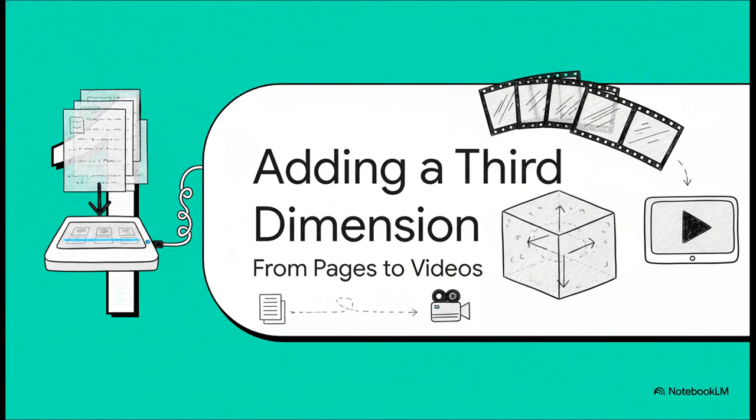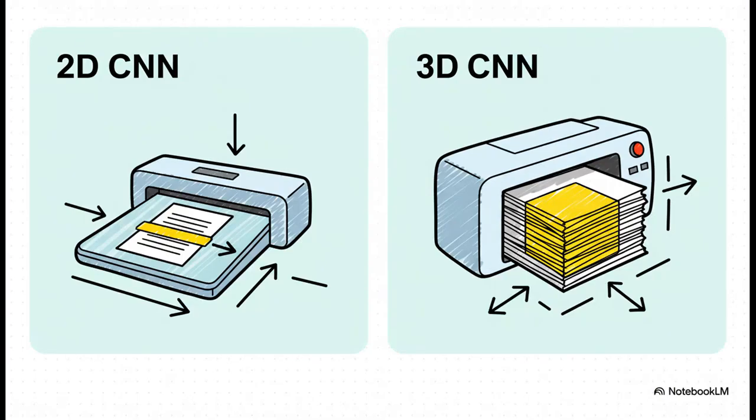So how in the world do we give AI this power to see in time and depth? Well, the answer is pretty cool. We add a third dimension to its vision. And the best way to get your head around this is with a really simple analogy that involves a scanner. This breaks it down perfectly.